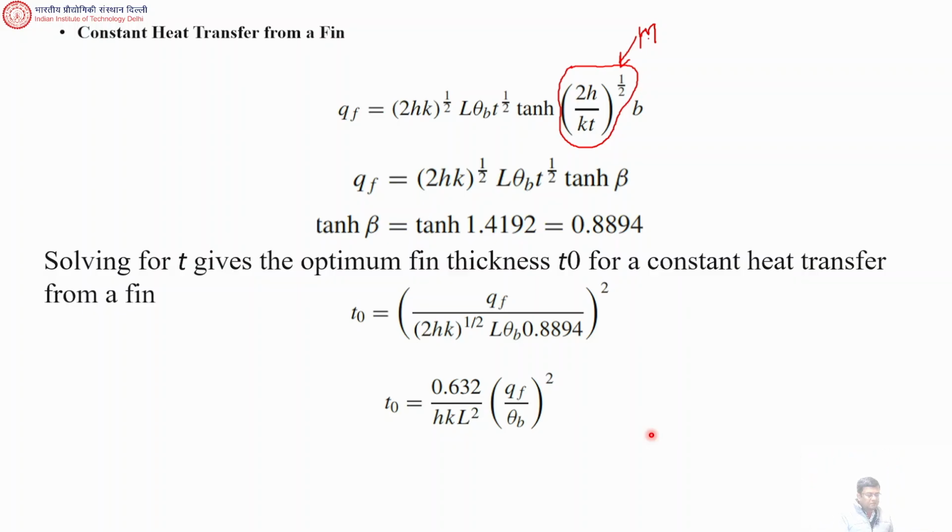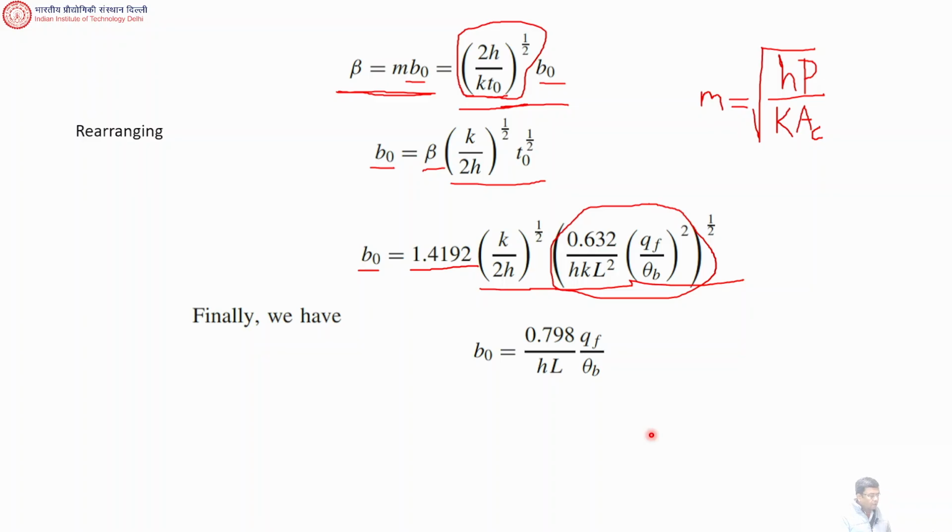Now how do we get a b naught? So beta is, again, this is M, this is b naught. So from here, if we do a little bit of rearranging, we get this, and then from that we get b naught like this. So can you quickly check these two steps just to get you going? And just check whether this is all right, starting from the first expression.